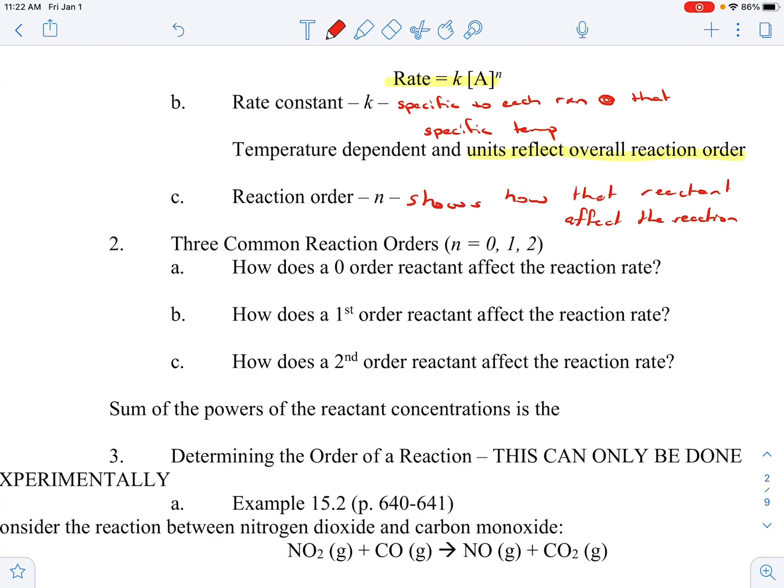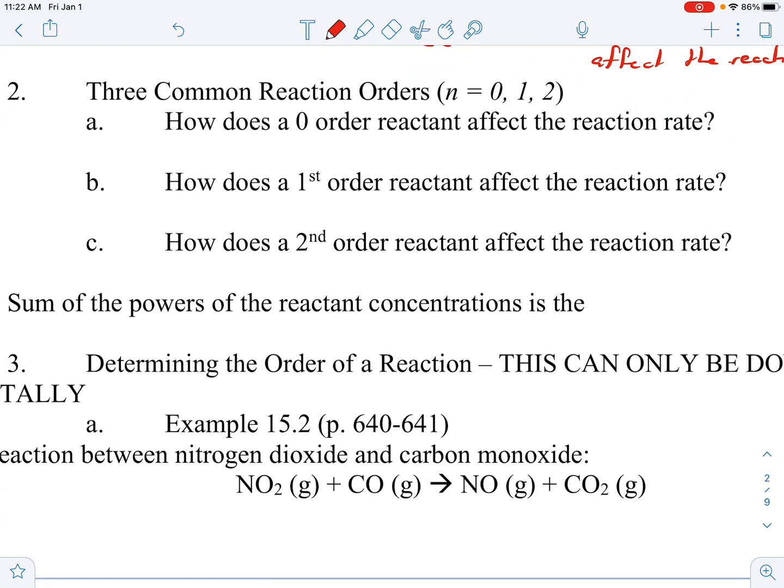So our three common reaction orders are 0, 1st, and 2nd. That's not to say those are the only three. Please hear me out there. There are more than three, right? We could actually have a negative first order, and we can have half orders, but you don't see those very often in AP Chemistry, but sometimes they do come up. So I'm just saying these are our most common ones.